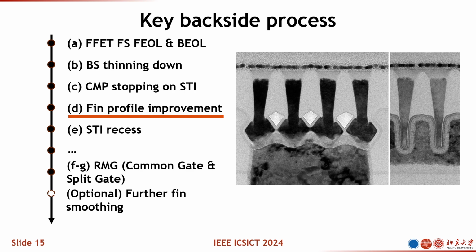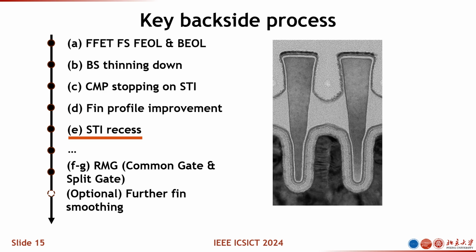And the next step is to selectively remove the silicon oxide to have the bottom part of the silicon fin exposed. And this is the result. You can see after the STI recess, you have the bottom part of the fin exposed. And what can you do next? You can do another layer of transistor on top of this.